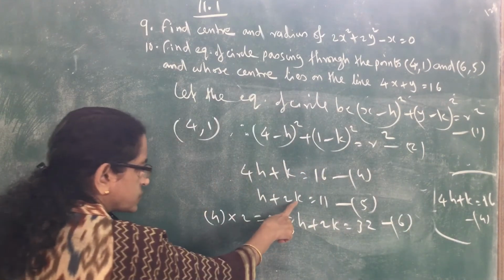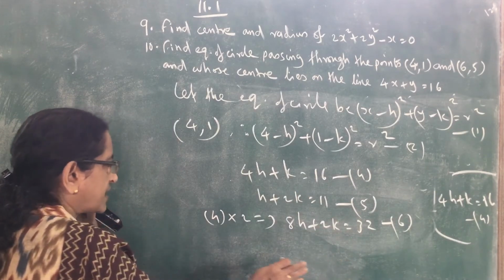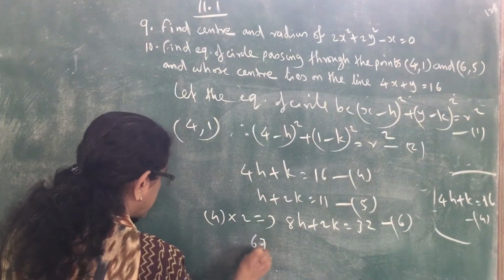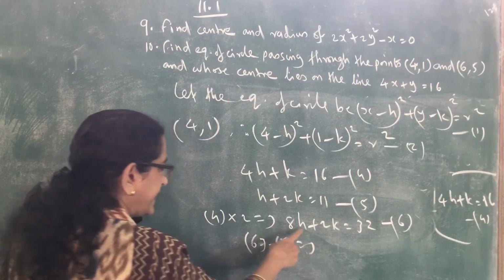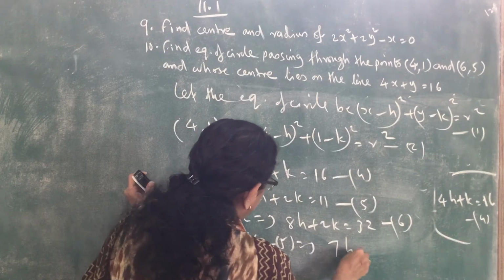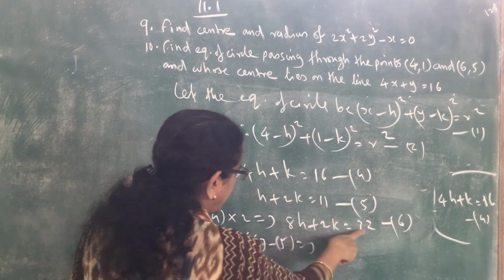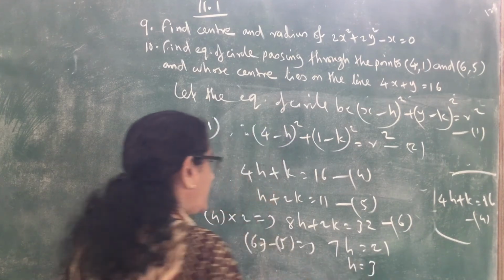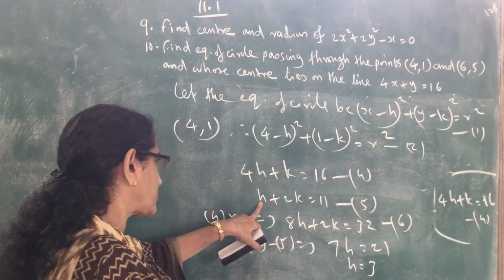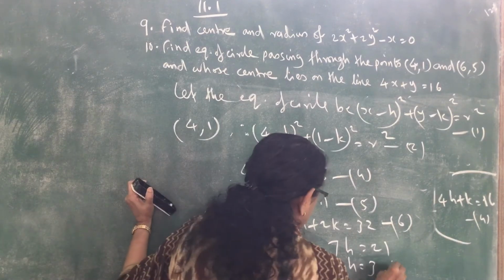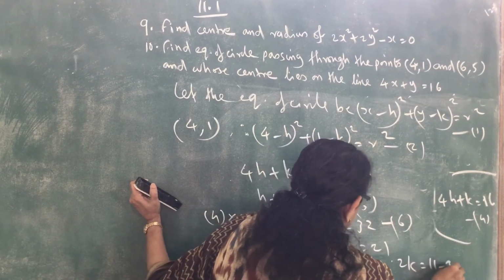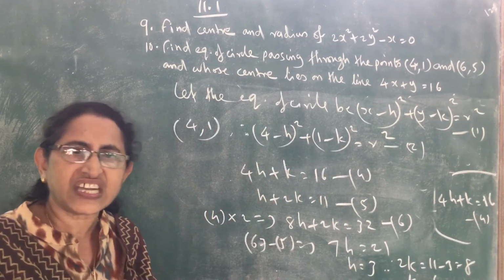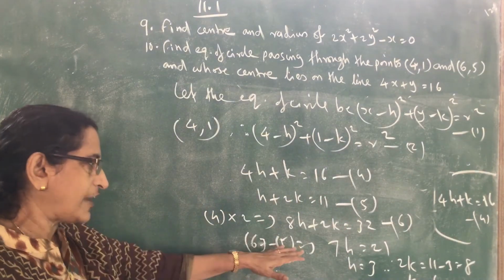Now subtract. 2k is the same. By the elimination method we are solving. So equation 6 minus equation 5. 8h minus h, 7h. 2k minus 2k, 0. 32 minus 11, 21. Therefore, h equal to 3. Now we substitute in this equation: h equal to 3, so 2k equal to 11 minus 3, that is 8. Therefore, k equal to 4. So we got h equal to 3, k equal to 4.